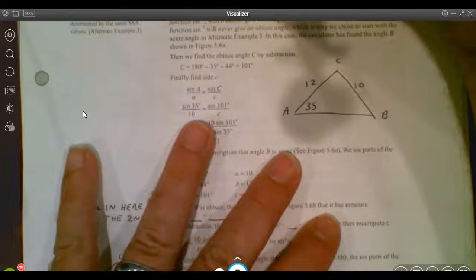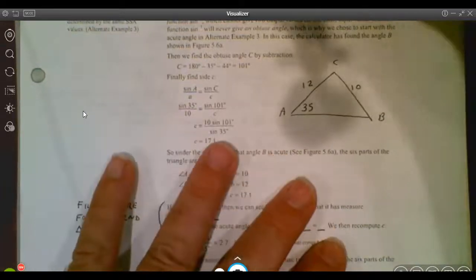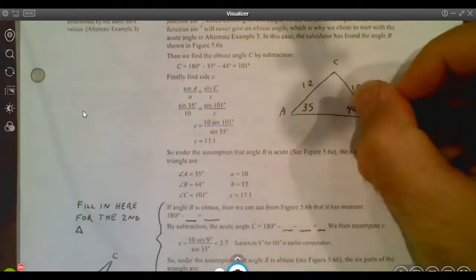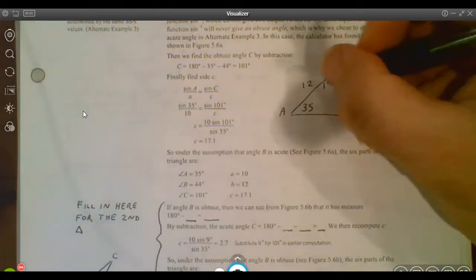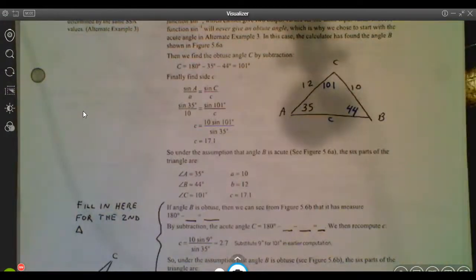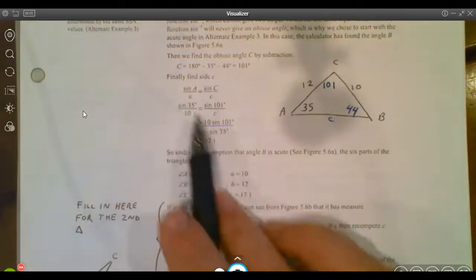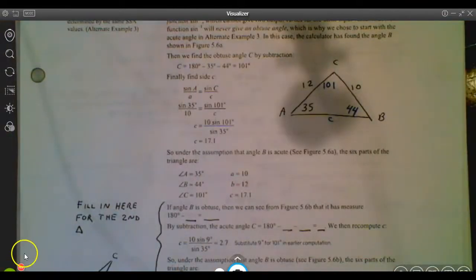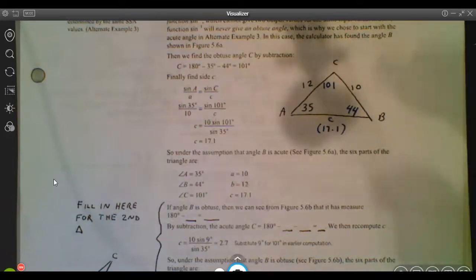So we'll move on down to my version of the drawing. So we figured out this was 44 already. Just figured out this is a 101. And so now we're figuring out side C with one more proportion. Same steps that they took right there to get side C, 17.1. Okay, so we completed our first triangle. So now we have to consider the other option.